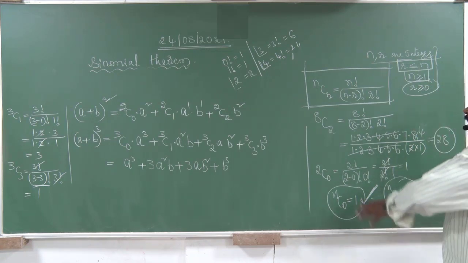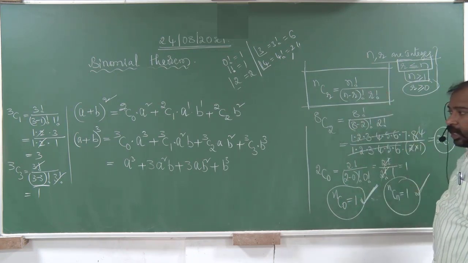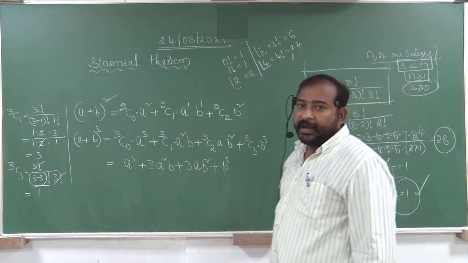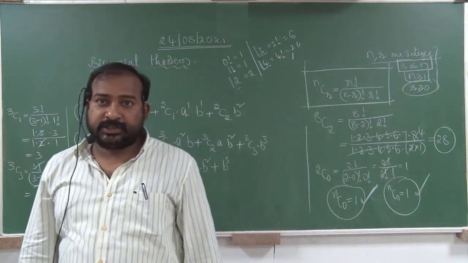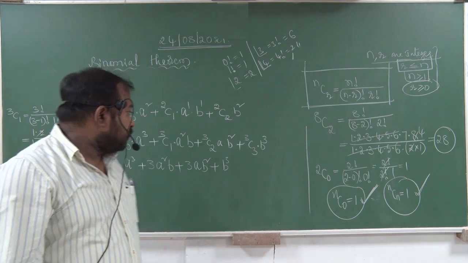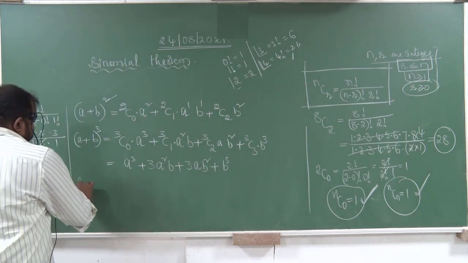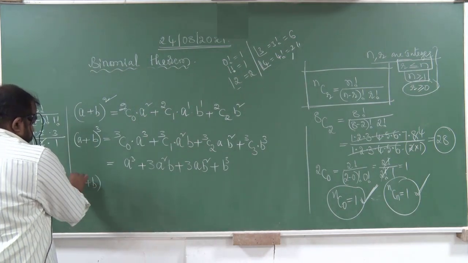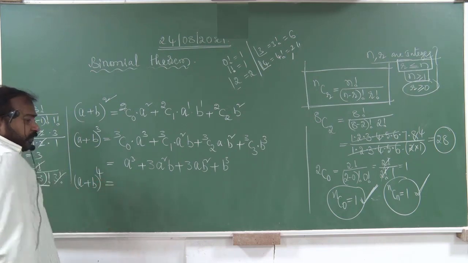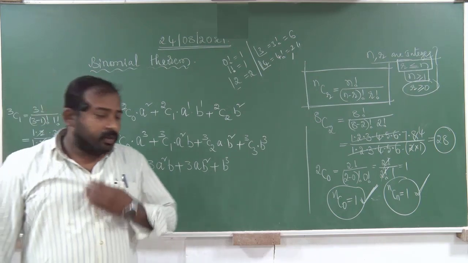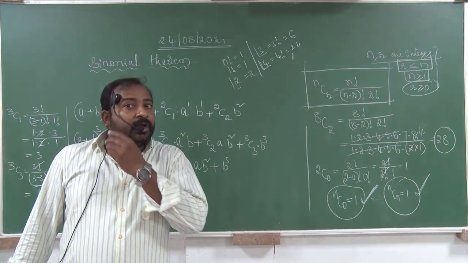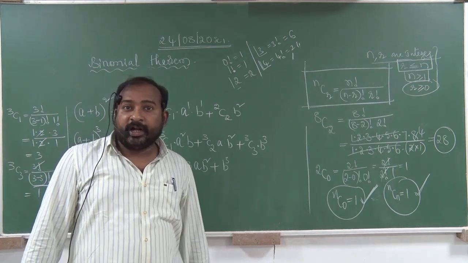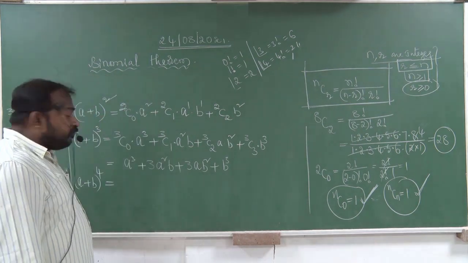So with the help of this nCr, we can find the binomial coefficients. I hope this is clear. For example, if they give (a plus b) whole power 4, then let's see how you can identify the value of (a plus b) whole power 4.